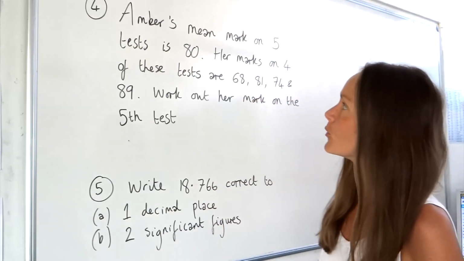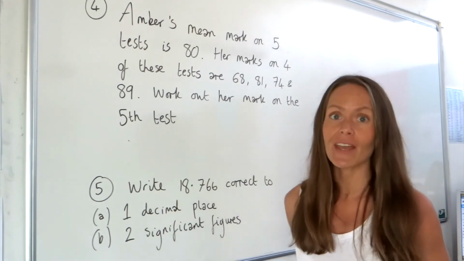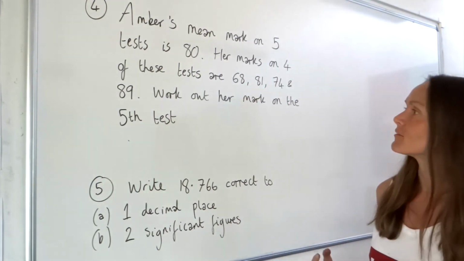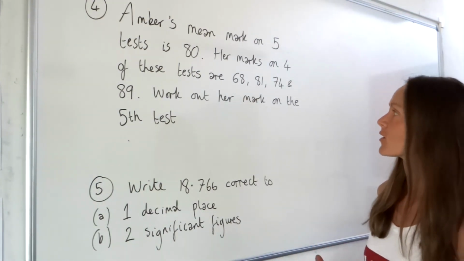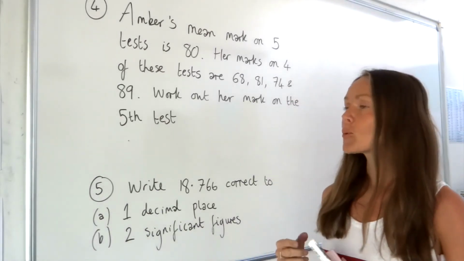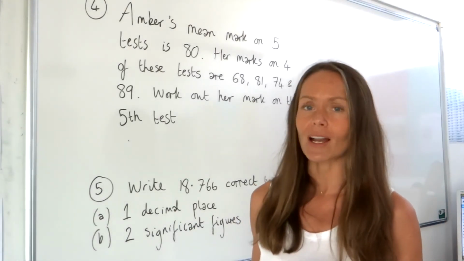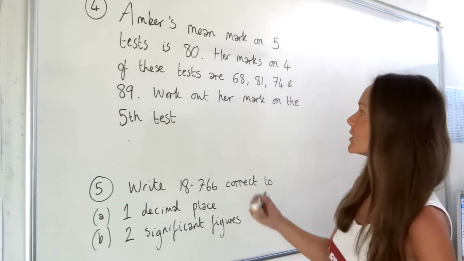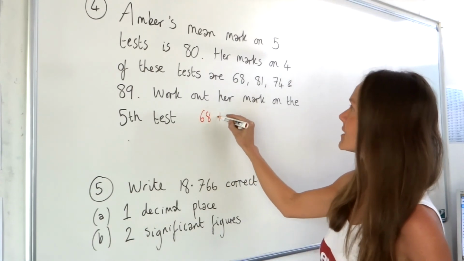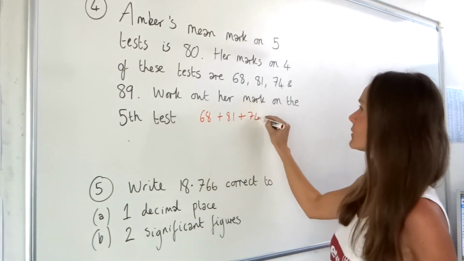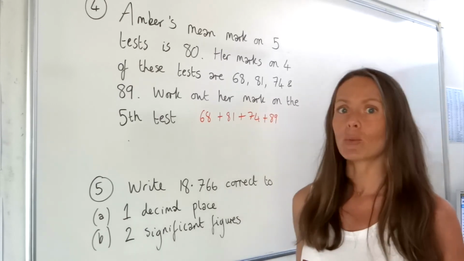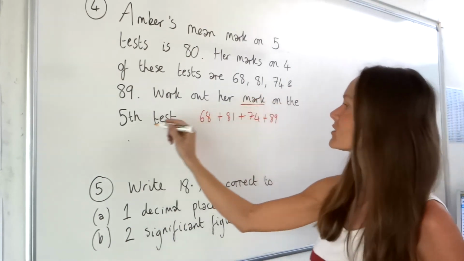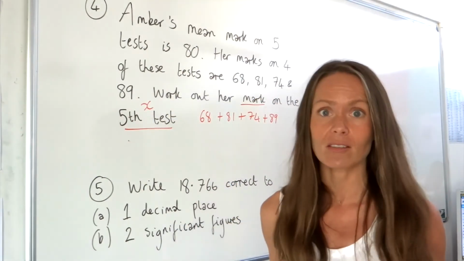Okay, so in question number 4, Amber's mean mark on 5 tests is 80 and her marks on 4 of the tests are 68, 81, 74 and 89. We have to work out her mark on the 5th test. So to work out the mean, you have to add together all the values and divide by however many there are. So if we add together all her test scores, 68, 81, 74 and 89, we don't know what her test score is in the 5th one. That's the one we're trying to work out, remember? So let's call that final test score x, okay?